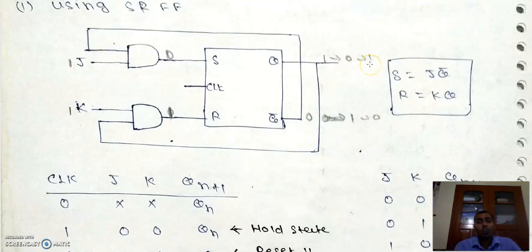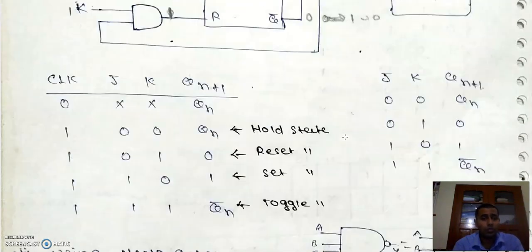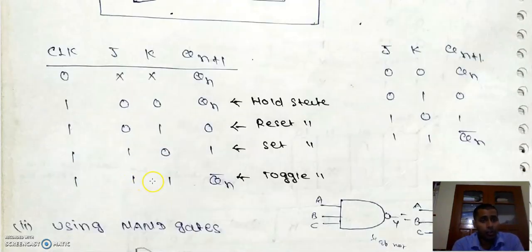That means it toggles at 1 1, toggling the previous value. So in this we can say that for 1 1 toggle, that means Qn bar, the previous value, what does it do? It toggles, that means it changes 1 to 0, 0 to 1. Okay, there should be no problem on JK flip flop.